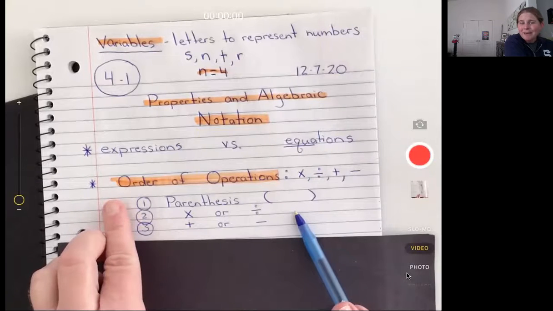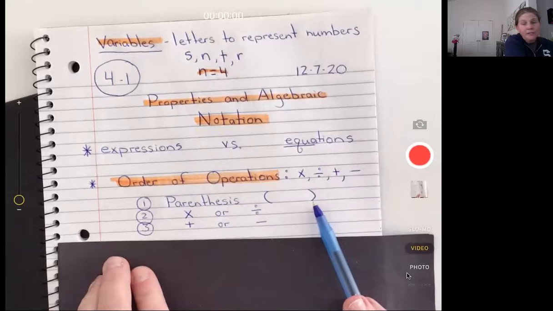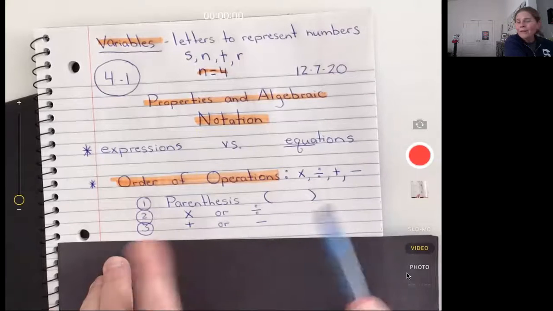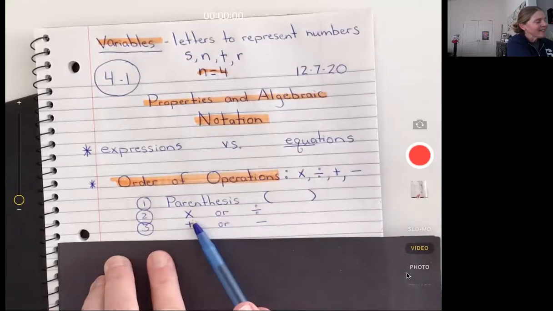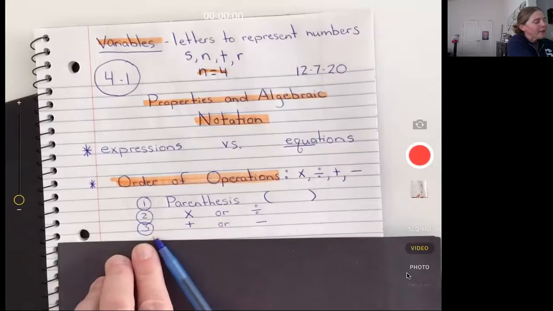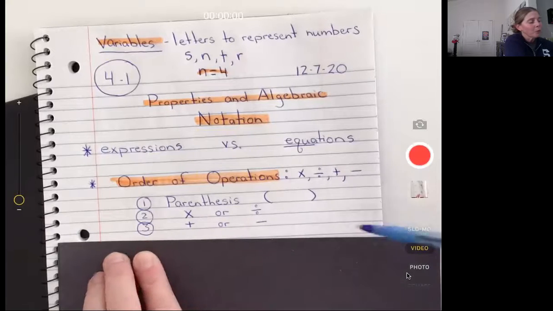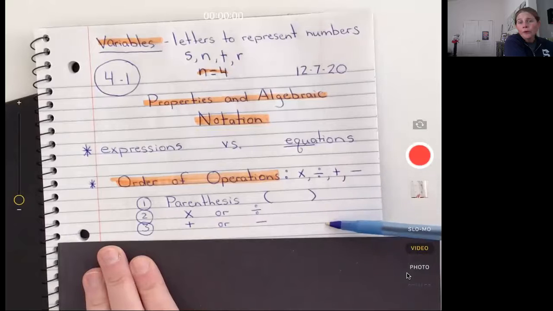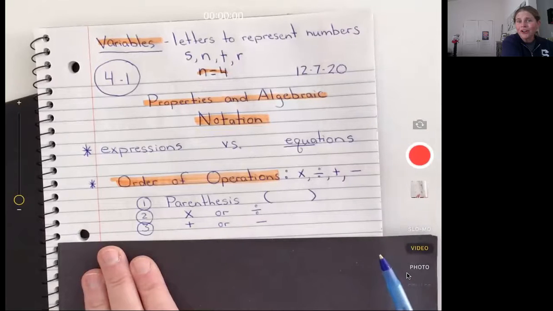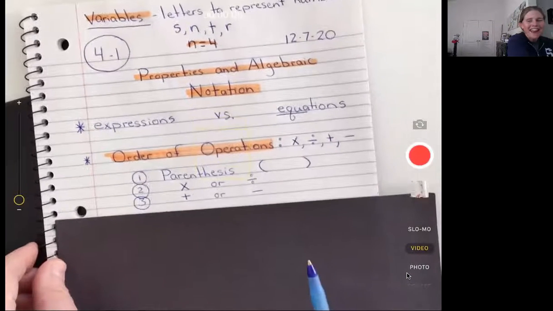No matter if it's at the beginning, middle, or end, I have to do my parentheses first, okay? Once I've done parentheses, next comes any multiplication or division. And finally, the 3rd step in the order would be addition or subtraction if there is any. Okay, so we're really going to be using this order of operations as we start solving some larger algebraic equations. Okay, so remember those operations and their order.